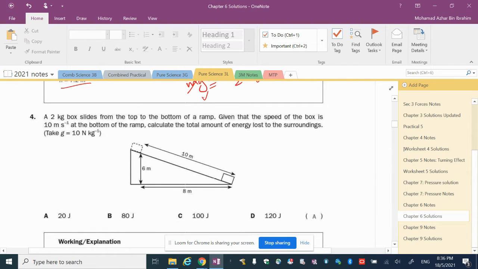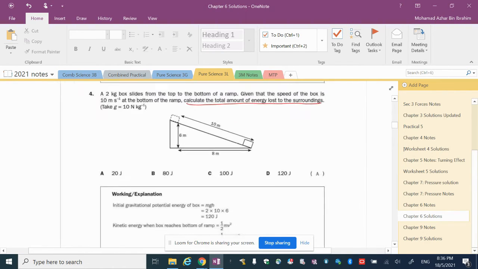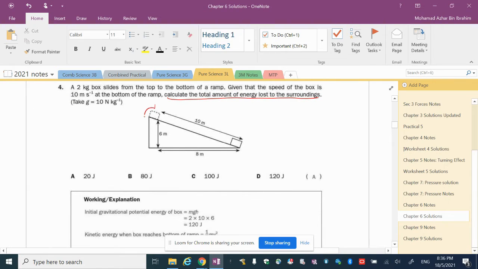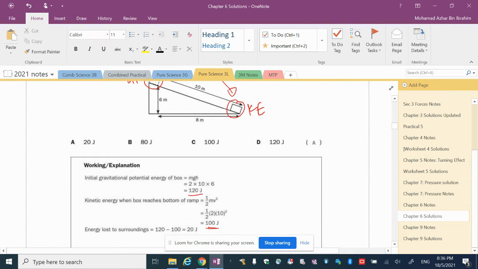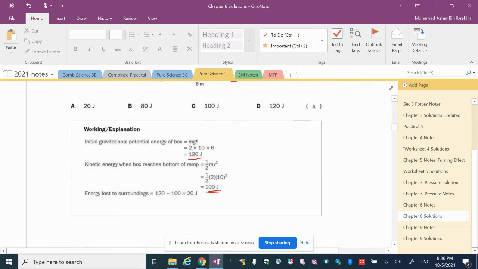A 2 kg box slides down. Calculate the total amount of energy lost to the surroundings. All right. Question also is relatively simple. You calculate the GPE you had at the start, which is just given by mgh. Then they tell you that the speed of the box at the bottom is 10 meters per second. So in theory, if there's no energy loss, all the GPE will have been converted to KE here, which you can then calculate because you are given velocity here. All right, which is what they did. Then they realized that actually the answer is not the same. So the difference is actually the energy that is converted to non-useful forms. In this case, thermal energy.